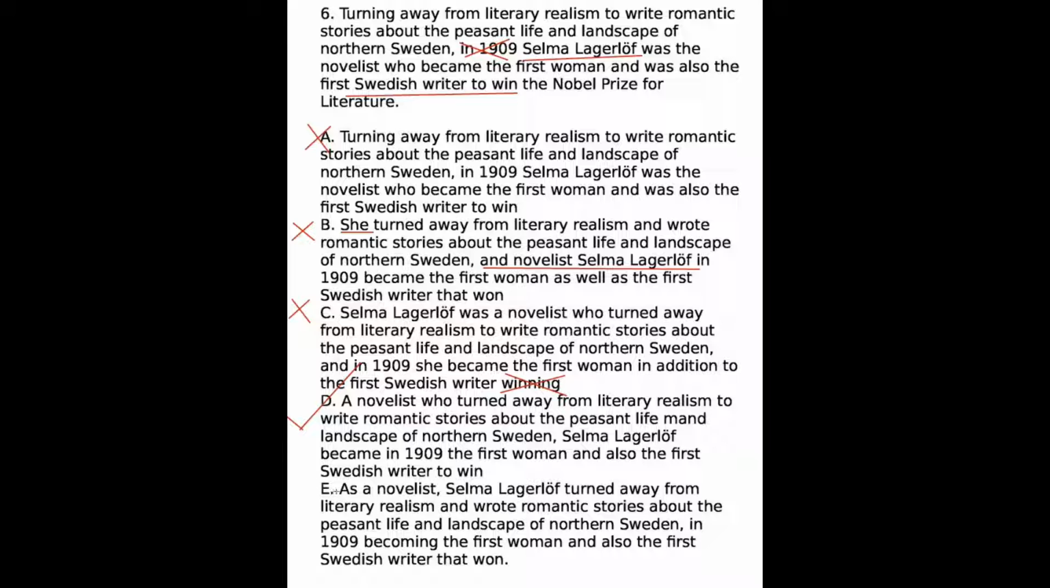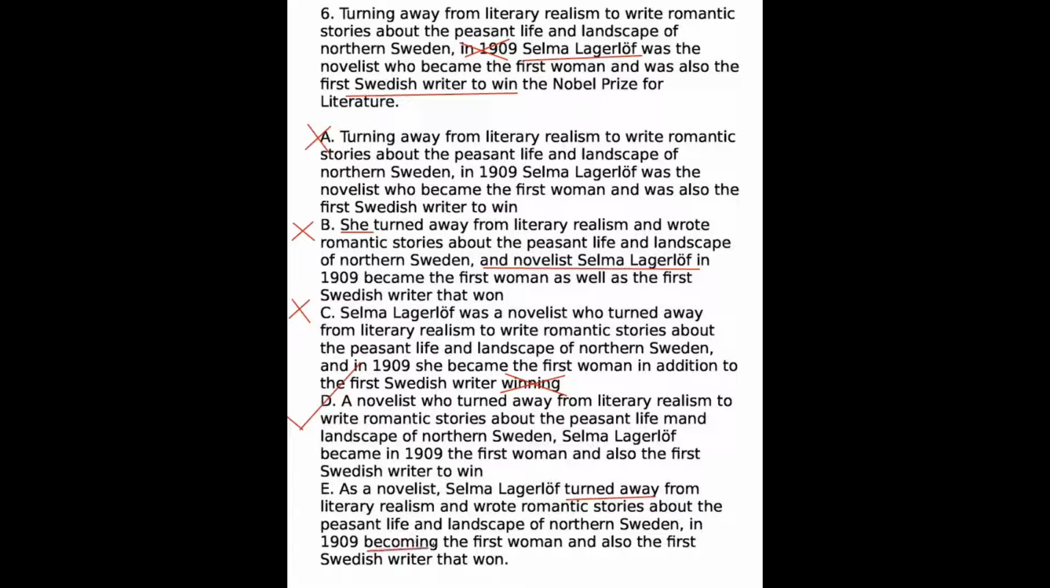As a novelist, Selma Lagerlöf turned away from literary realism and wrote romantic stories about the peasant life and landscape of northern Sweden in 1909, becoming the first woman and also the first Swedish writer that won. Well, the first thing to notice is that turned away is not in parallel with becoming.